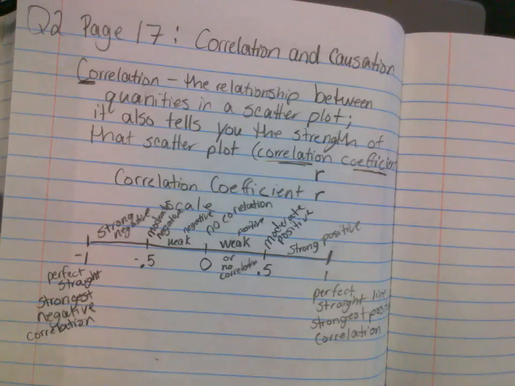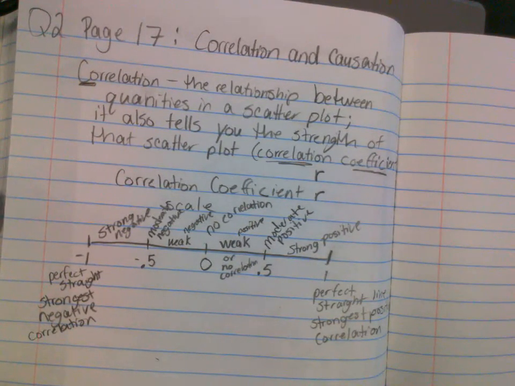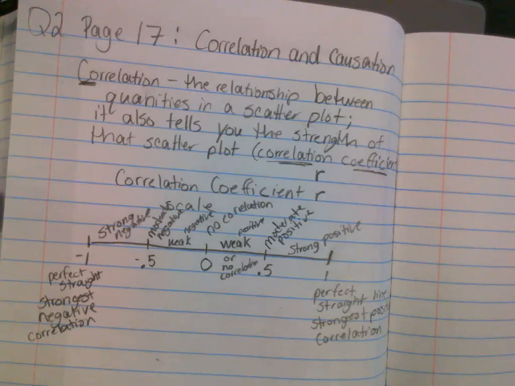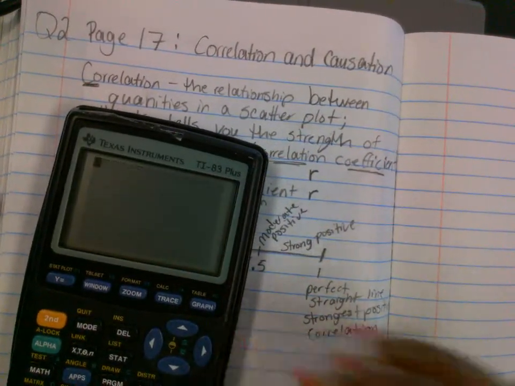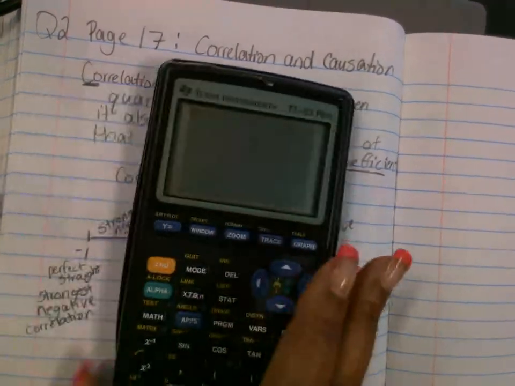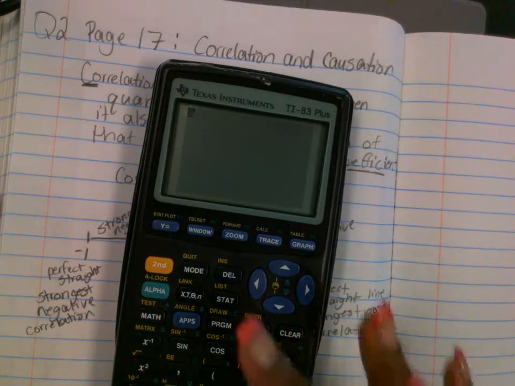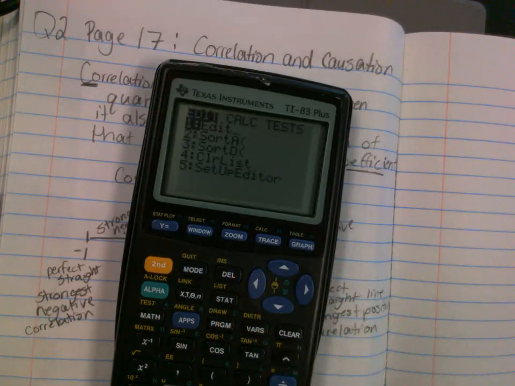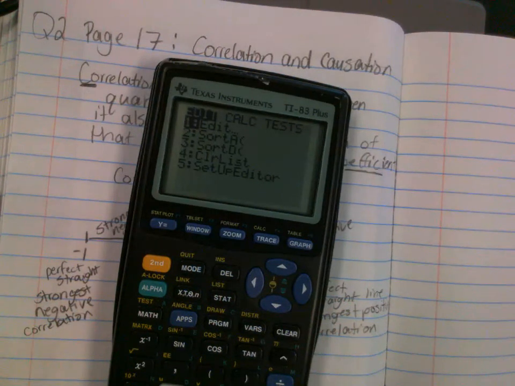Okay, so now we're going to find the correlation coefficient, how strong the correlation is of a scatter plot, in our calculator. Are you ready? All right, so let's turn our calculator on. And we're going to go to stat. If I lose you, just tell me to slow down, okay? We all need to do this together. I'm going to try to go slow so that I don't lose anybody.